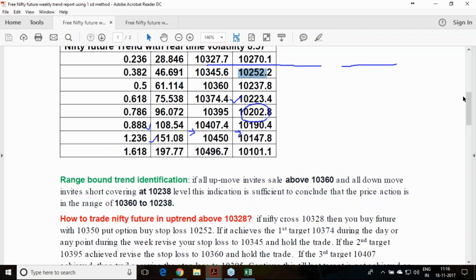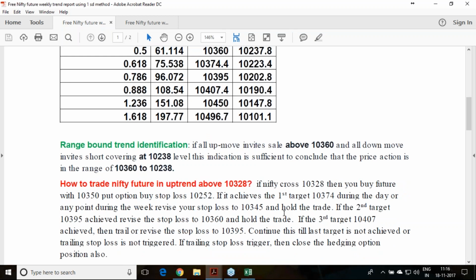At this point of time, if the downtrend triggers, then you have to reverse the trend. If it comes to 10,252, book the loss in the future long, book profit in the 10,350 put option, and carry the net loss, and initiate a fresh trade by selling the 10,252 future along with a call option of 10,250. This is how you can use this simple hedging trick.